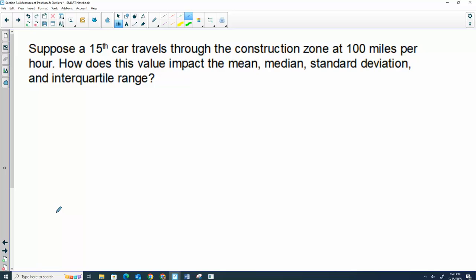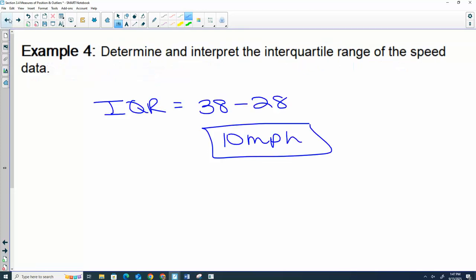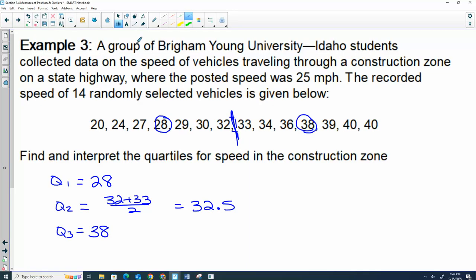A car travels through the construction zone at 100 miles per hour. How does this value impact mean, median, standard deviation, and interquartile range? Did we even calculate all this stuff to begin with? No, so let's do that. Let's enter it on our calculator.